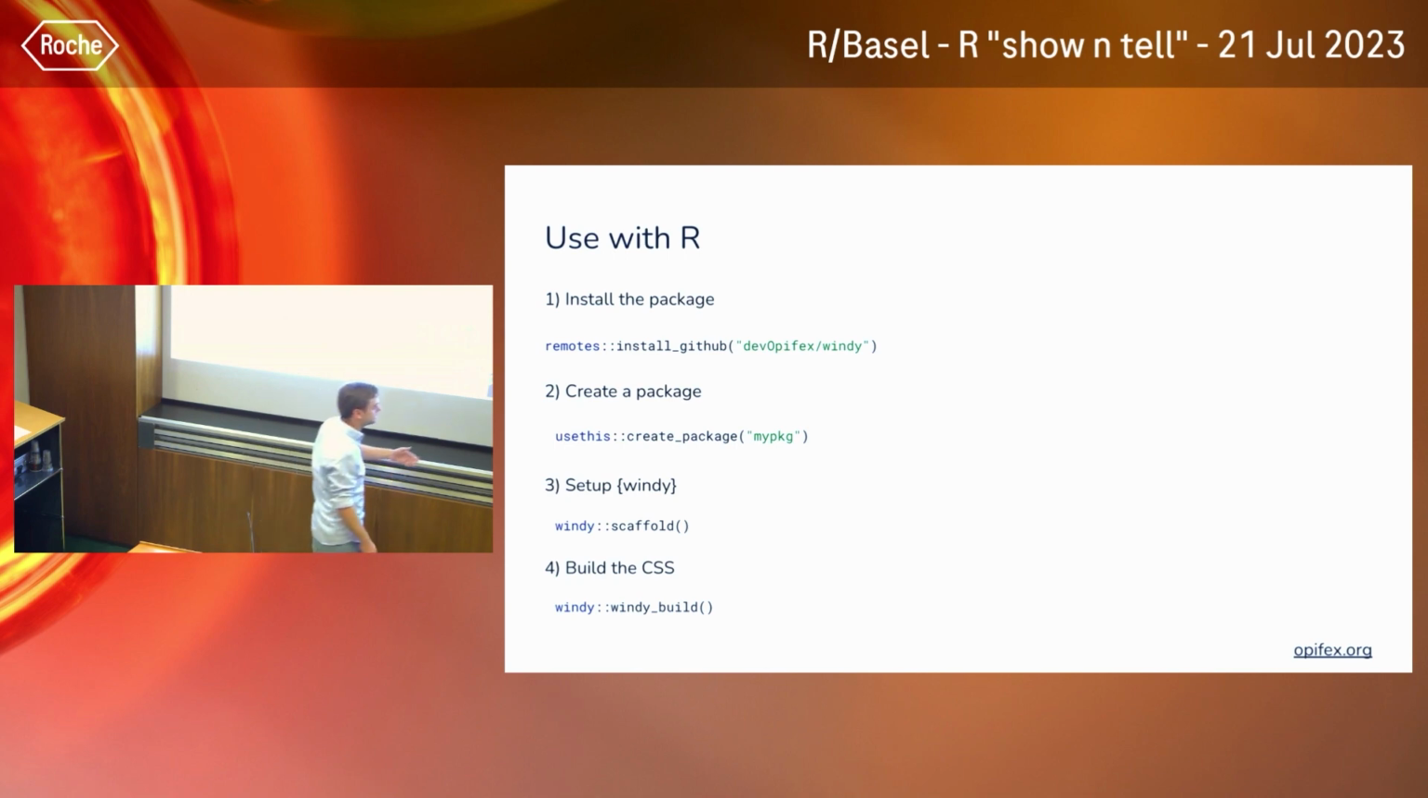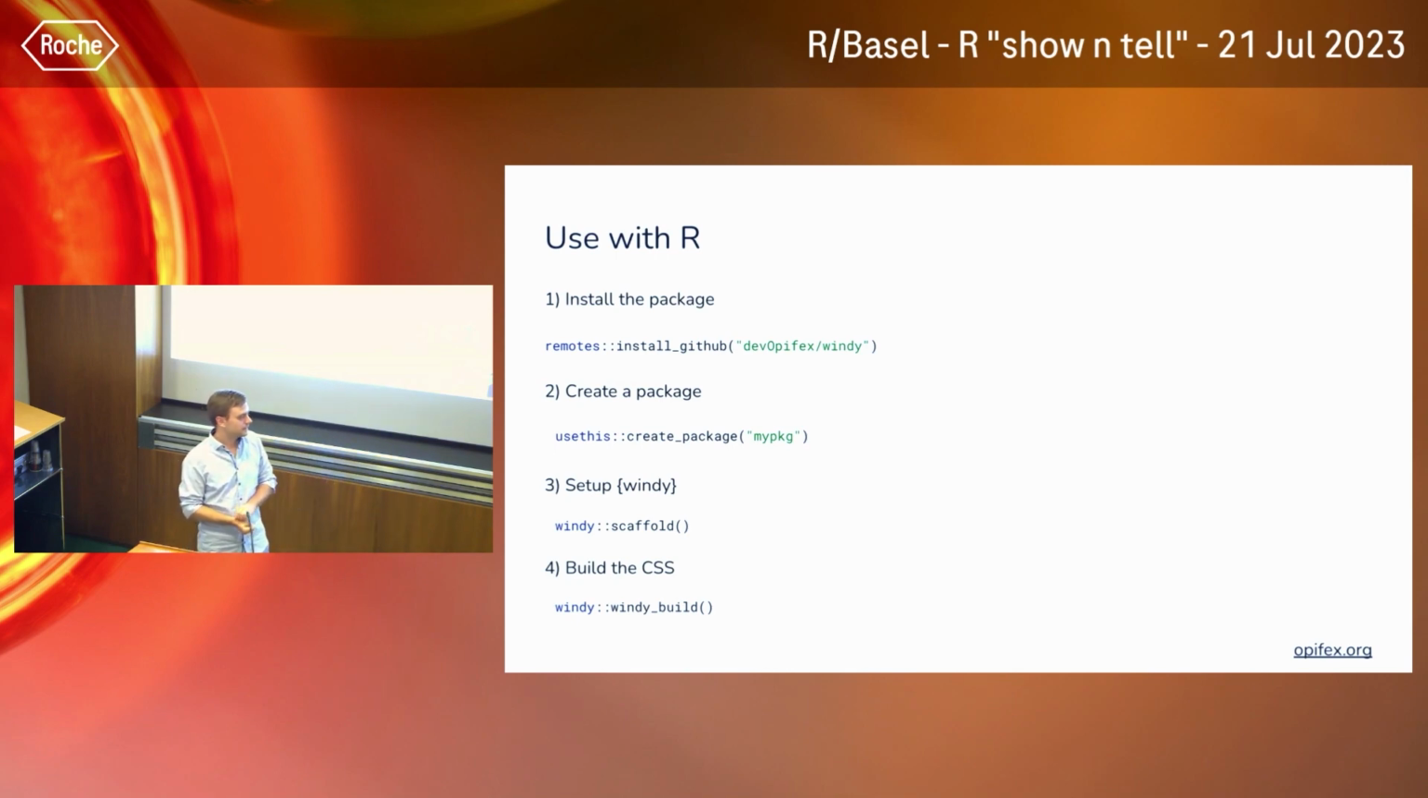So you create a package and then you just run this one function, scaffold, and it's going to generate the basic files that you need to run your app. And then every time you make changes to your app, you just run Windy build. It's going to rebuild all the CSS, and you can run it again.